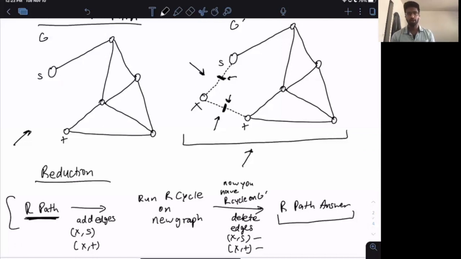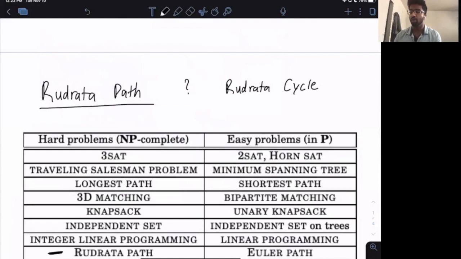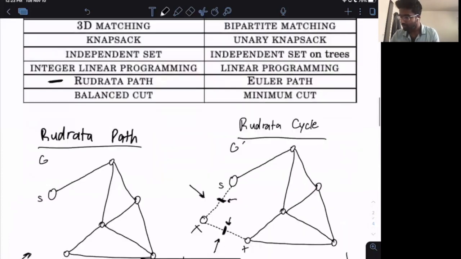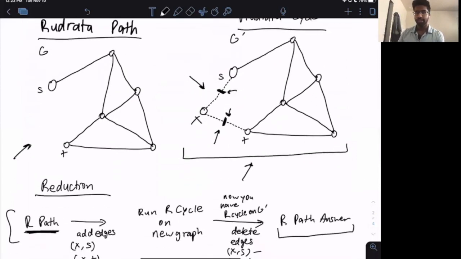And so the whole point of this reduction is that our goal was to figure out which one of these was harder than the other, or whether there was no difference between the two. What this reduction shows is that since we're using the Rajada cycle problem to solve Rajada path, Rajada cycle has to be at least as hard as the Rajada path problem. The Rajada cycle problem is not easier.